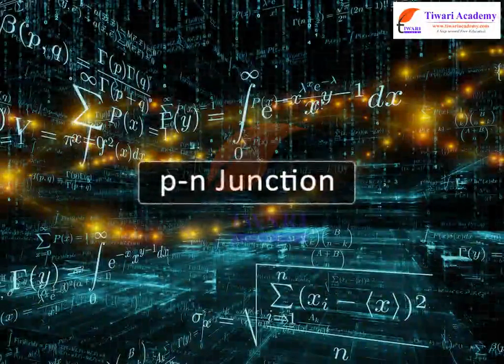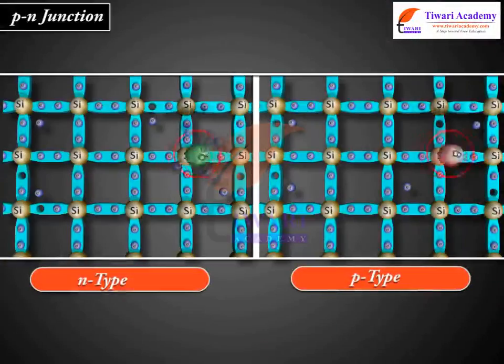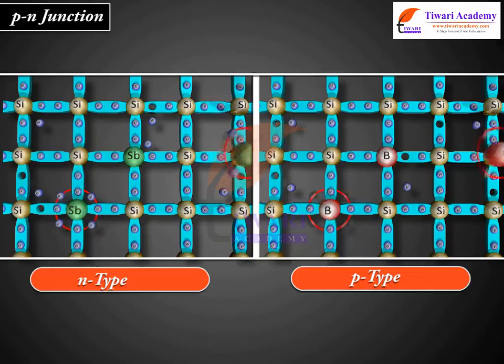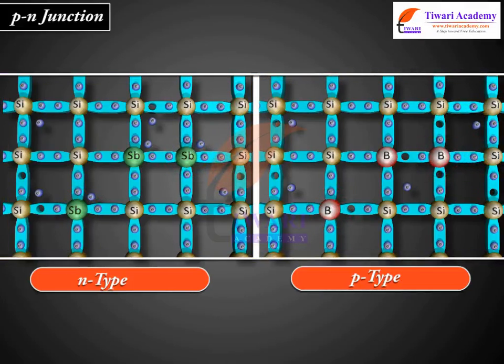P-N junction. A P-N junction is a boundary or interface between P-type and N-type semiconductors inside a single crystal of semiconductor.